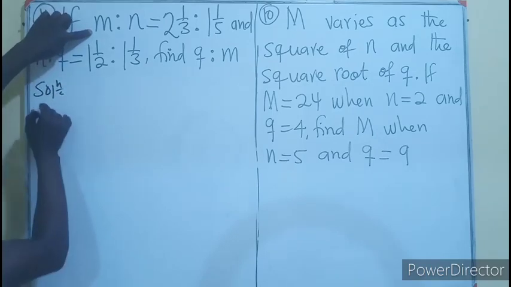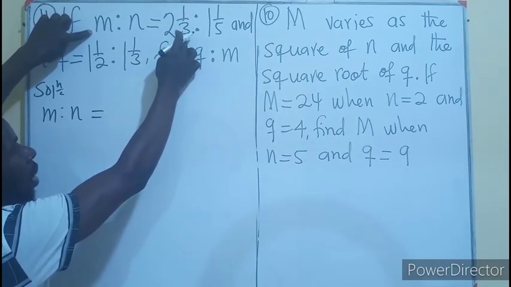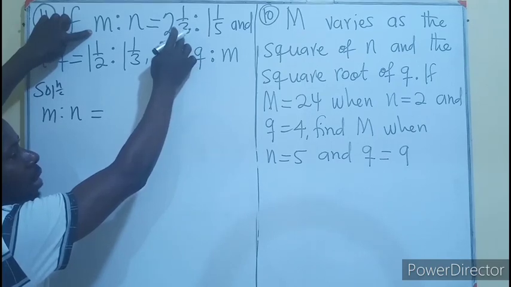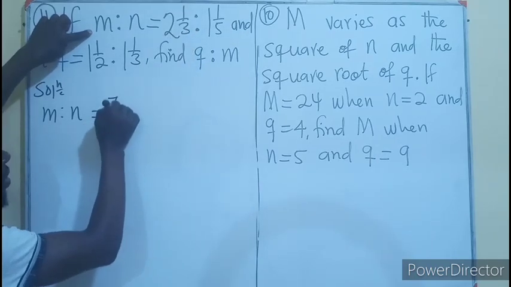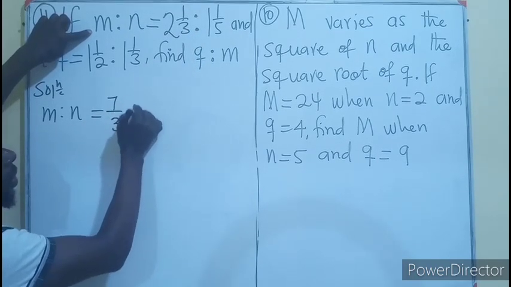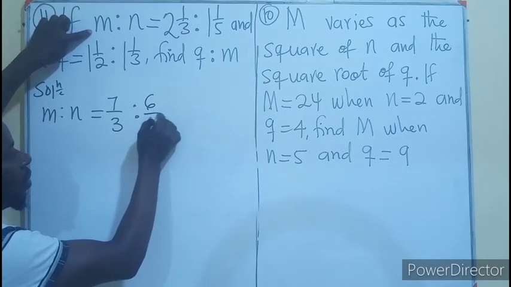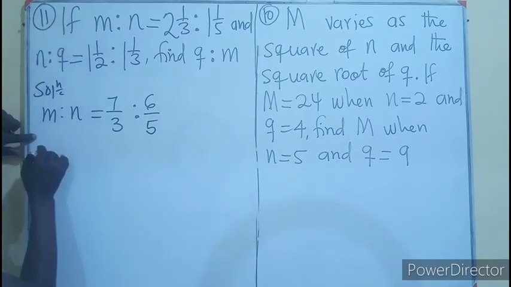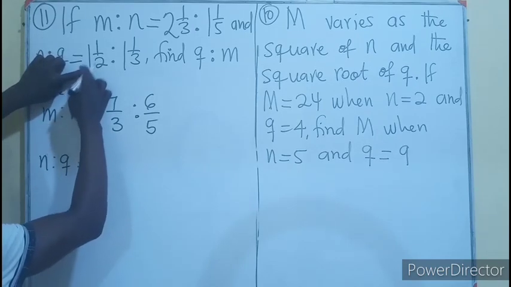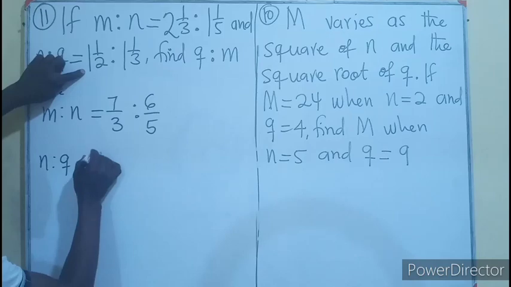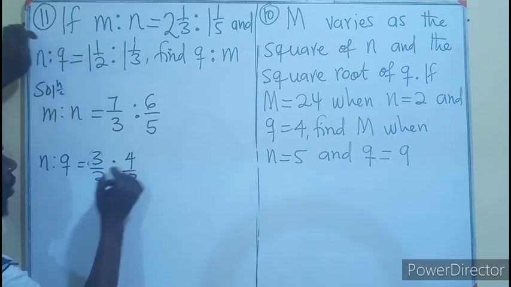So first of all, we know m is to n equals, converting this to an improper fraction, that will give us 2 times 3, that will be 6, plus 1, that will give us 7 out of 3, is to 1 times 5, 5 plus 1, 6 out of 5. Then if I take the second ratio, n is to q, converting this to 3 out of 2, then is to, this will be 4 out of 3.